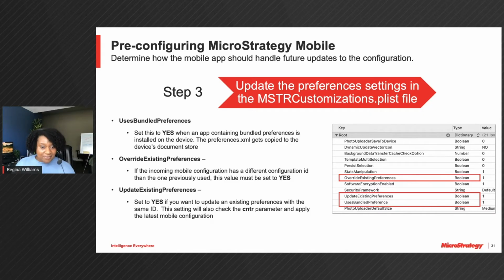And the update existing preferences is for if in the future the existing mobile configuration updates for any reason, like an upgrade, or you change some settings, or you change the pre-cache documents that are listed there, and there's a new configuration coming in. Having this set to yes, as well as use bundled preferences set to yes, will cause that new updated preferences to override the old one, and now the app will use that one instead. So this is very, very important. And we'll talk about that a little bit later in the troubleshooting section, on what to do to remedy the situation if these settings weren't changed and the user had already received the app. So let's go to the next slide.